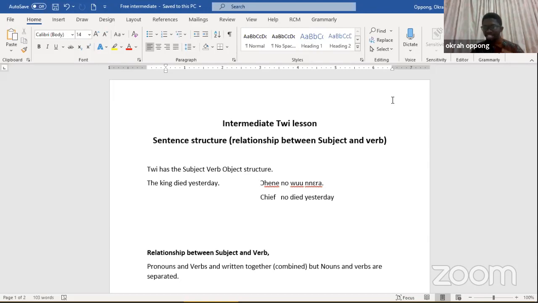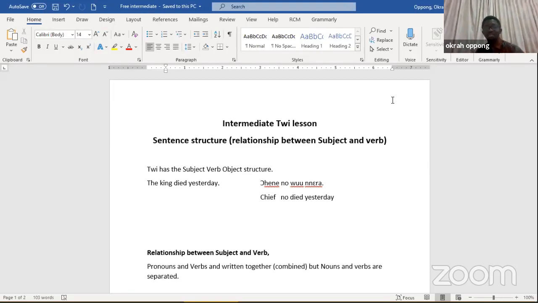And after that, in the conclusion part of this lecture, I will go into the basic noun phrase of Twi. So what we refer to as the English noun phrase, what happens in the English noun phrase, and also what happens in the Twi noun phrase. So without wasting much time, I'll start with the sentence structure.